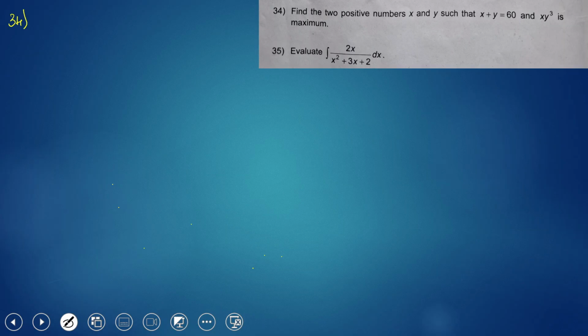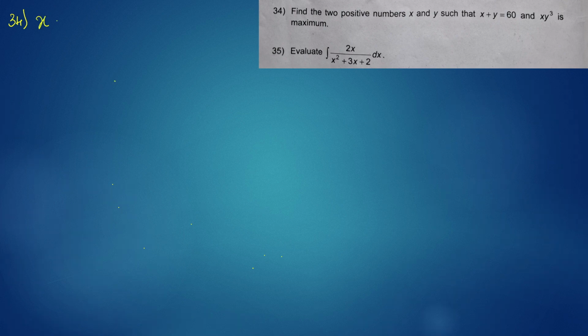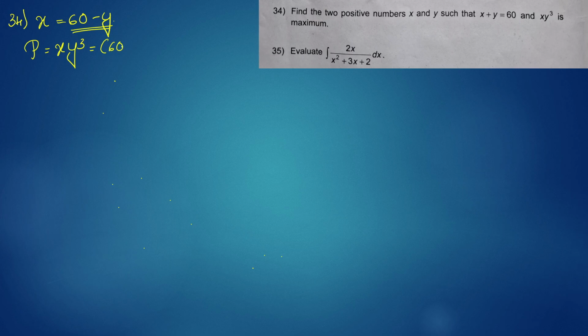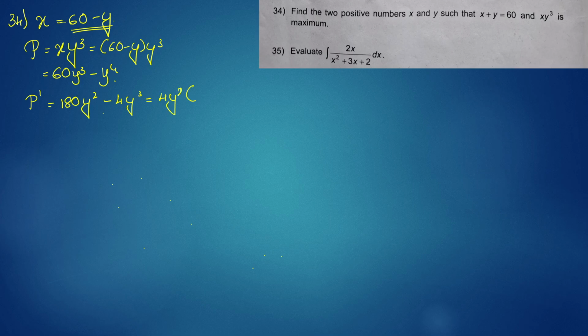In the 34th question, they have given two numbers x and y such that x plus y equal to 60. That means we can write x as 60 minus y. Let us consider some term p that is equal to x into y cube. We already have x equal to 60 minus y. So substitute the value, then we get 60 y cube minus y power 4. If we differentiate this, p dash will be equal to 180 y square minus 4y cube. If we take 4y square common, then we are left with 45 minus y.